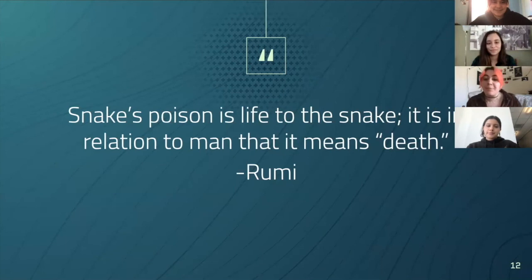A quote by Rumi that really encapsulates snake's venom and how it relates to life is, "Snake's poison is life to the snake. It is in relation to man that it means death."